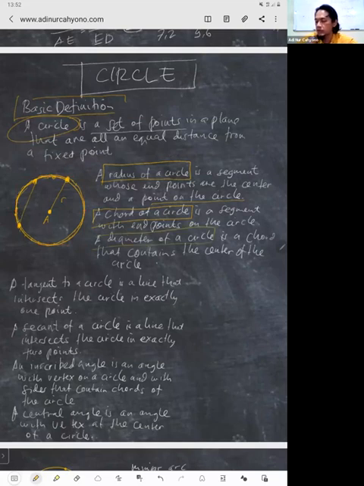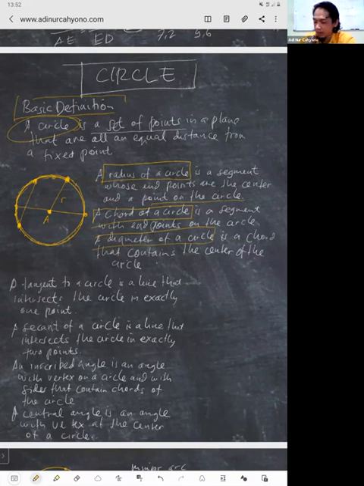Diameter is also a chord, but it has a special characteristic. A diameter is a chord that contains the center of the circle. So we can draw this, a diameter. Chord in Indonesian is tali busur. So the diameter is a tali busur. The definition that actually comes first is the chord, not the diameter.